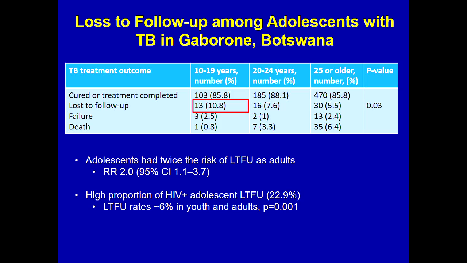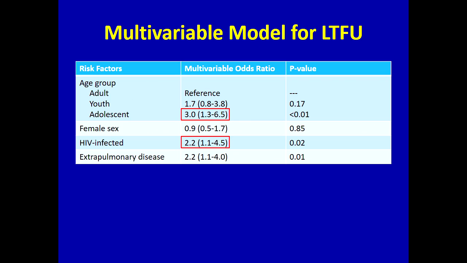And Petros has already shown you this data in a different form, but what I want to highlight is that the adolescents were twice as likely to be lost to follow-up compared to adults, and that those adolescents who were HIV infected had a much higher rate of loss to follow-up compared even to their non-co-infected peers. So 23% of the co-infected adolescents were lost to follow-up compared to about 6% of the adults and the youth.